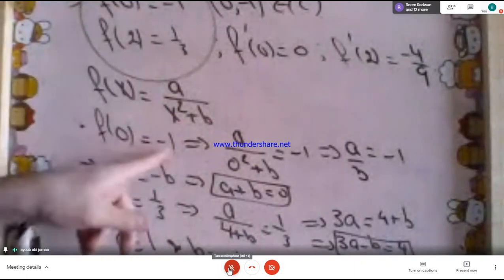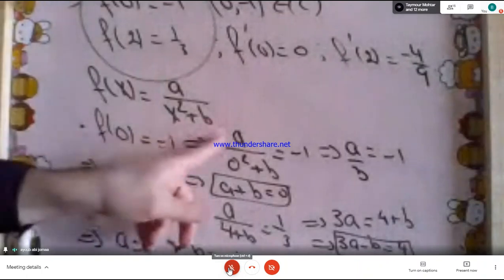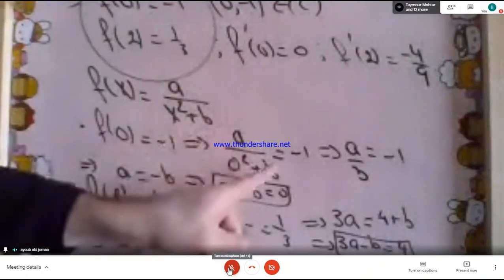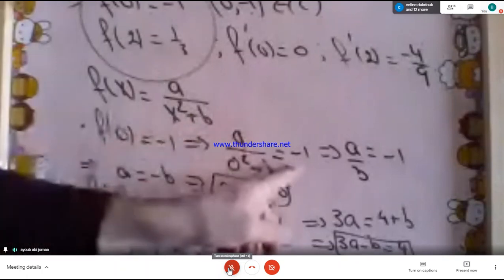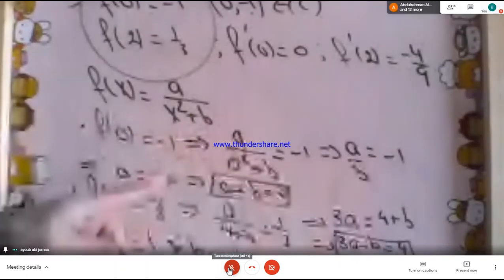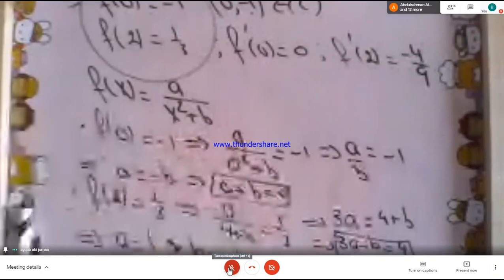For f of 0 equal to negative 1, replace x by 0. So you get a over 0 squared plus b equal negative 1, a over b equal negative 1. Cross product, you get a plus b equal to 0.